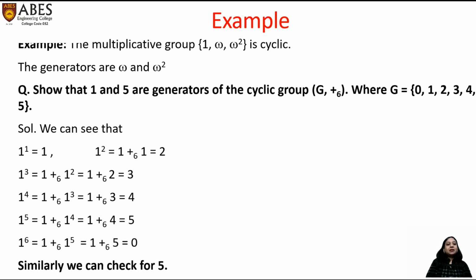So here we can see that we are getting each and every element of the group with the help of 1 power under the operation plus 6. Hence, we can say that 1 is a generator of this group and G under operation plus 6 is a cyclic group.